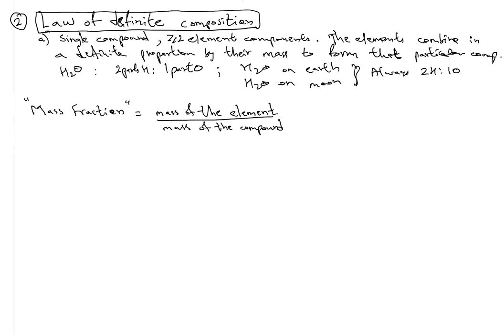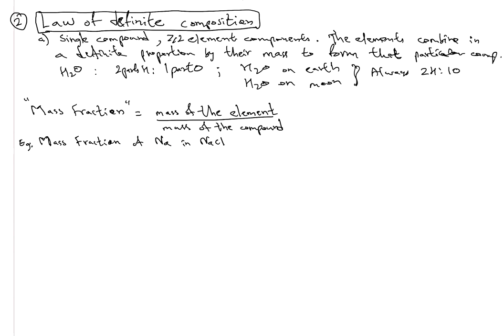So they often talk about mass fraction and mass percent. Mass fraction is the mass of that element divided by the mass of the compound, meaning how much of the mass of the compound is contributed by that element.